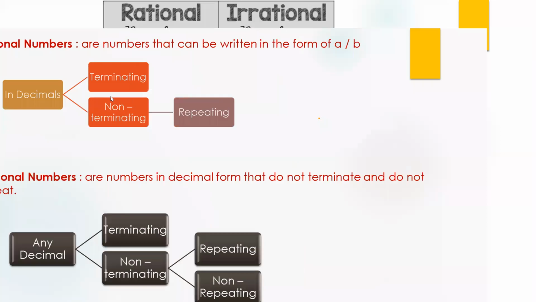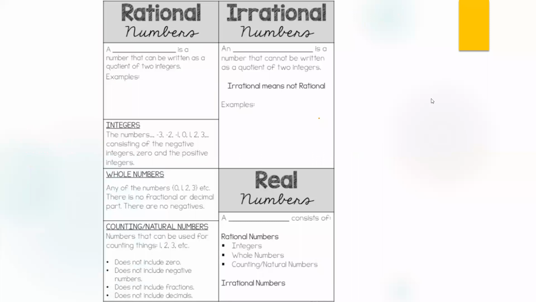Now, let's define them as I told you before. A rational number is a number that can be written as a quotient of two integers. Who can give me one example now? Like 2 over 3, like 0.4. 0.4 is a decimal, yes, but it can be written as 4 over 10. Now, like -3, this is a rational number.